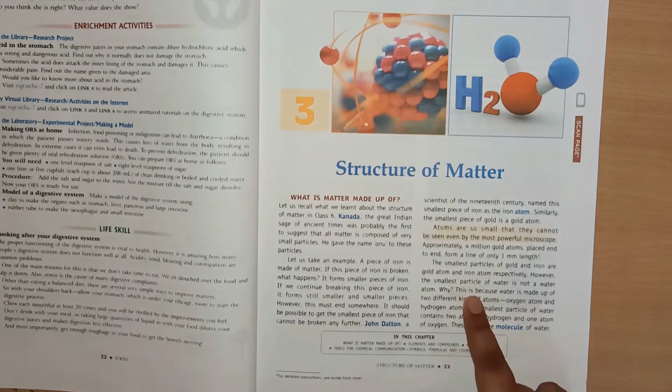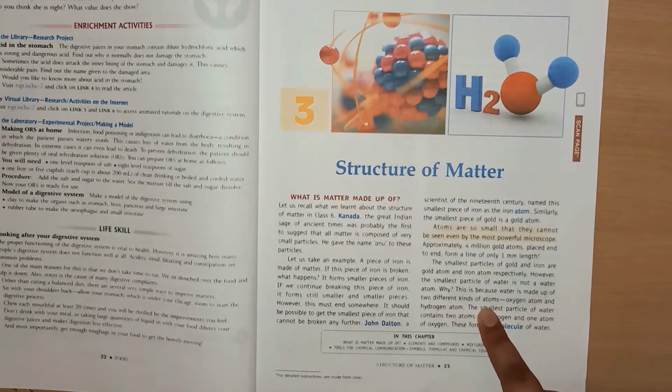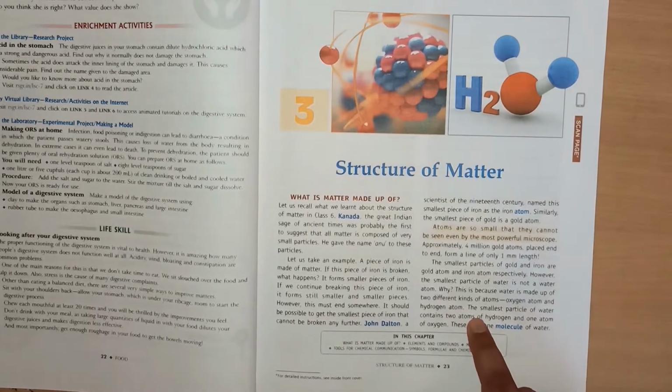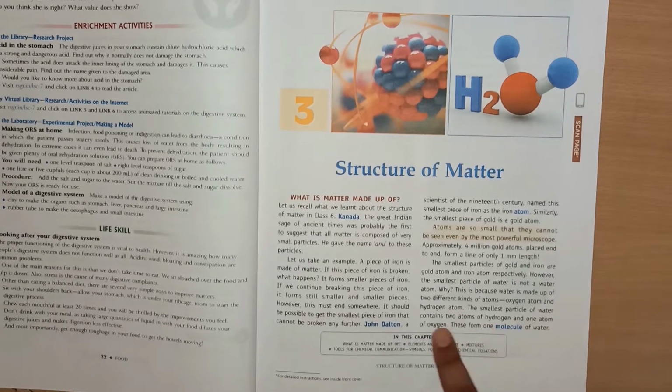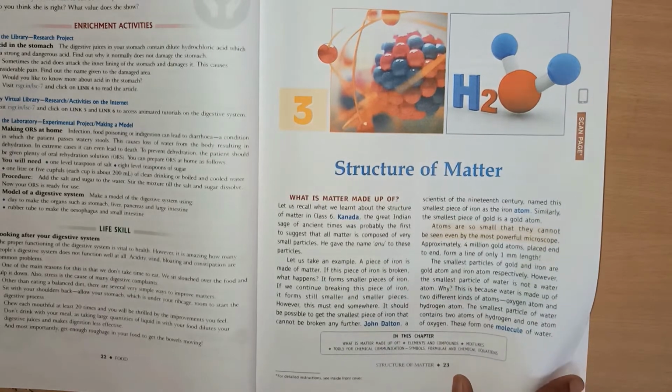However, the smallest particle of water is not a water atom. Why? This is because water is made up of two different kinds of atoms, oxygen atom and hydrogen atom. The smallest particle of water contains two atoms of hydrogen and one atom of oxygen. These form a molecule of water.